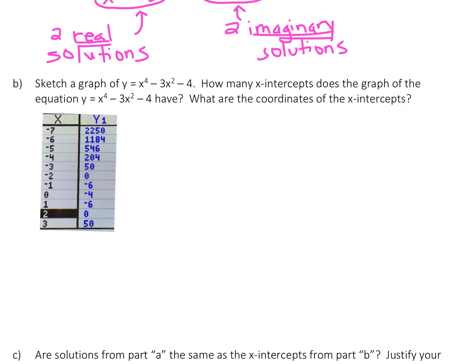Again, I really need to include my x-intercepts and my y-intercept, right? And then I might as well include these 2 points as well, because it's going to help to give me the shape of my graph.